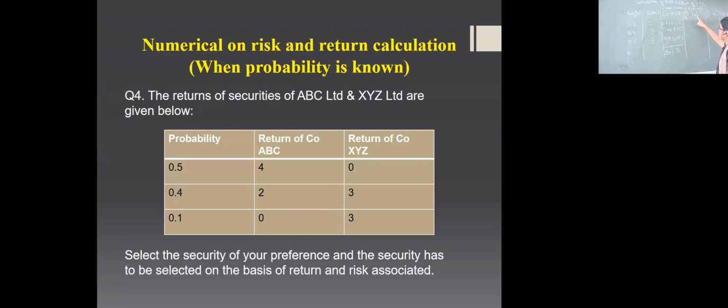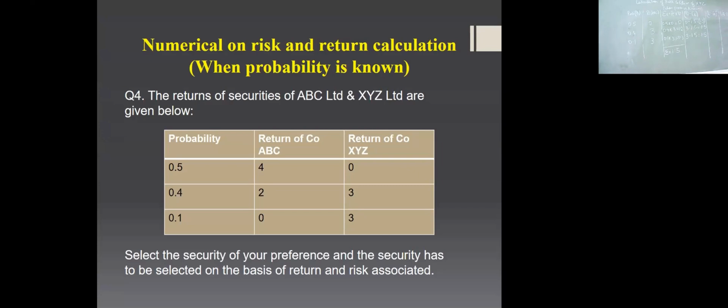So Ri minus ER. Ri is how much for the first one? It is 0 minus 1.5. It is minus 1.5. Next one. Ri is how much? 3. 3 minus 1.5. It is 1.5. Third one also 3 minus 1.5. It is 1.5. Square it out now. 2.25.